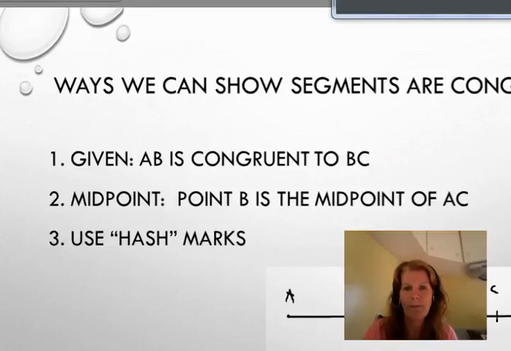The third way, and we will use this a lot in our drawings, is to use what's called a hash mark. A hash mark simply looks like a little line, like a hash you would see on a ruler, and I can say, mark the drawing this way. When I see those hash marks, I know that this means that AB has the same measure as BC. We'll be doing a lot more practice with that in class.